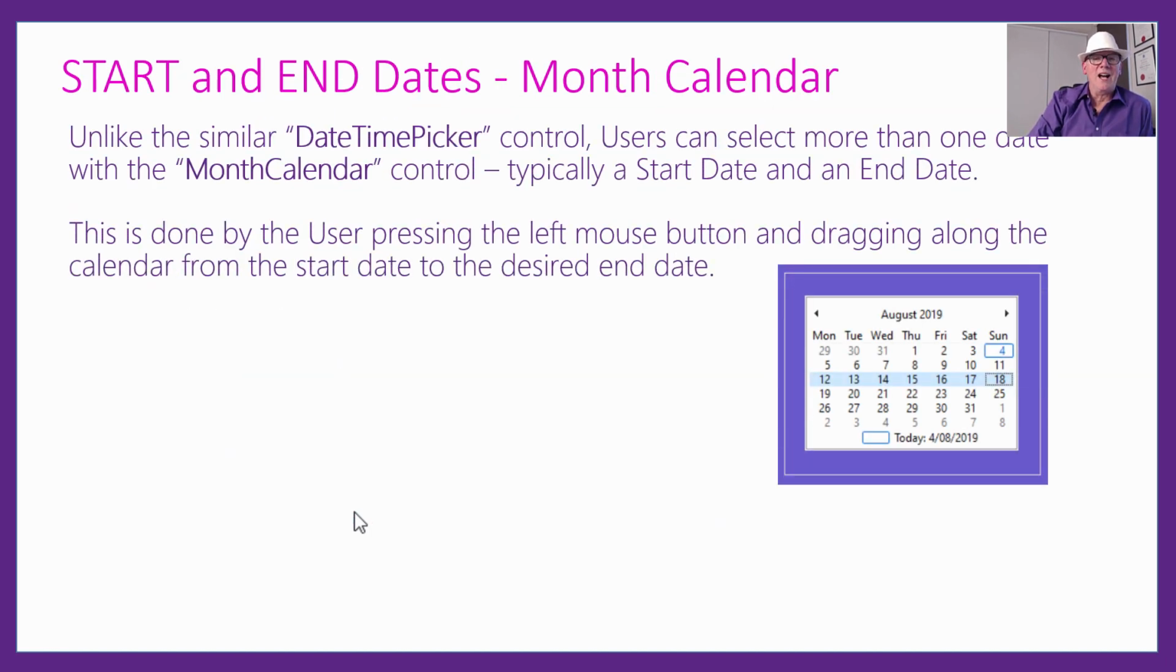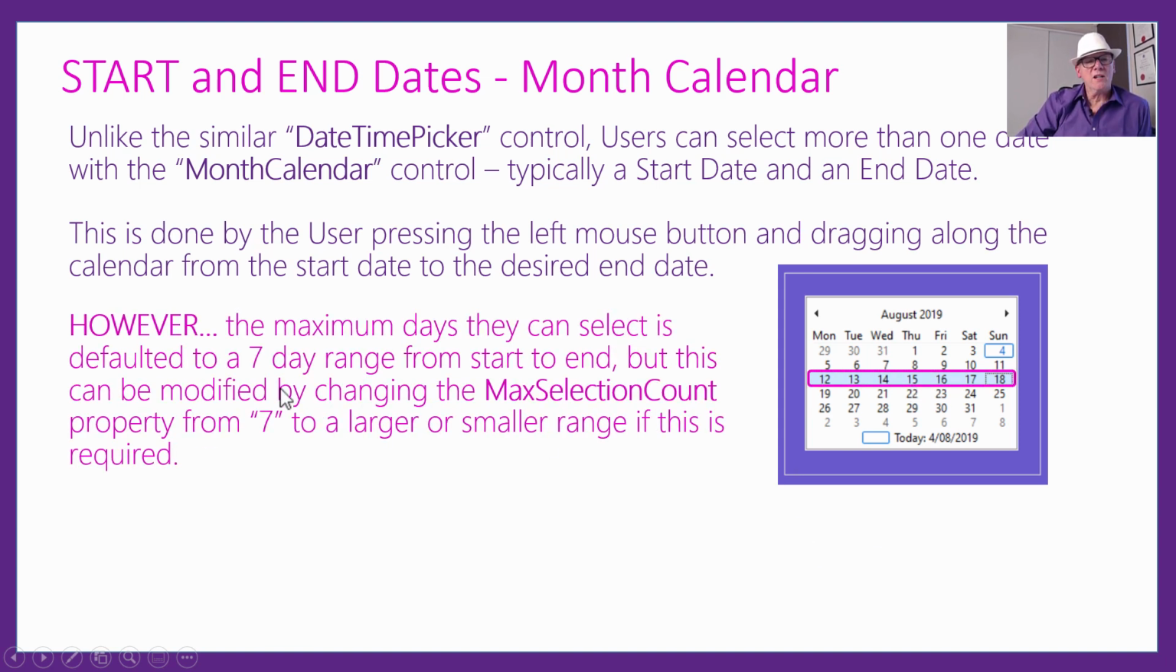All right, now if we want to have start and end dates, so we want the user to be able to pick a start and end date. How it works on the month calendar is they can actually just push down the left button on their mouse and drag across to choose as many days as they want. Well, actually, it's not as many days as they want because VB defaults to 7 days. So there's a property on this month calendar called max selection count.